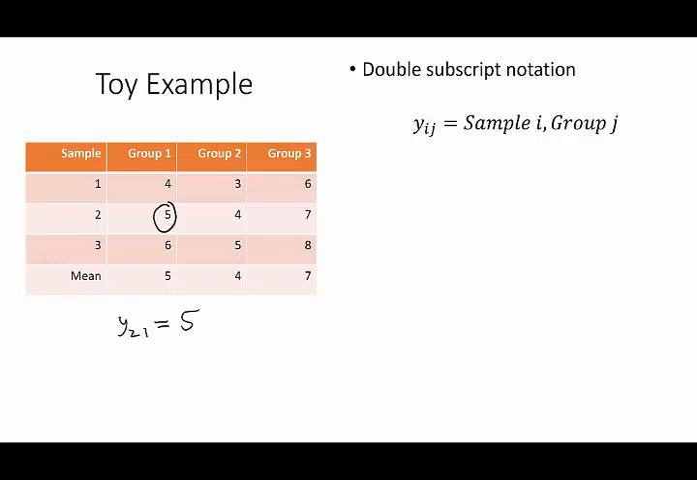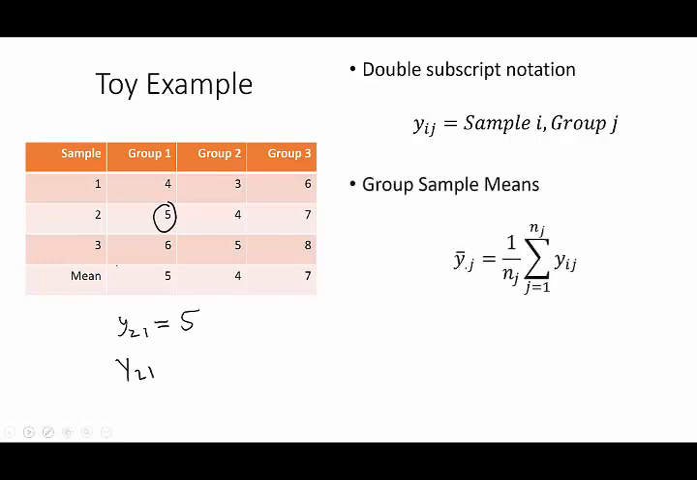And of course, as usual, if I'm thinking of these samples as random variables, so thinking about their distributions prior to doing the experiment, I would use Y21 or something like that to represent the value to come, right? Now, there's also these values at the bottom of the rows, which are the sample means for each group.